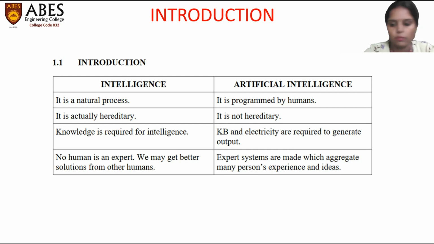As we all know, in the computation process, a human is a bit slower than artificial intelligence. No human is an expert; we may get a better solution from other humans. But in artificial intelligence, expert systems are made which aggregate many persons' experience and ideas. So this is all about intelligence and artificial intelligence.